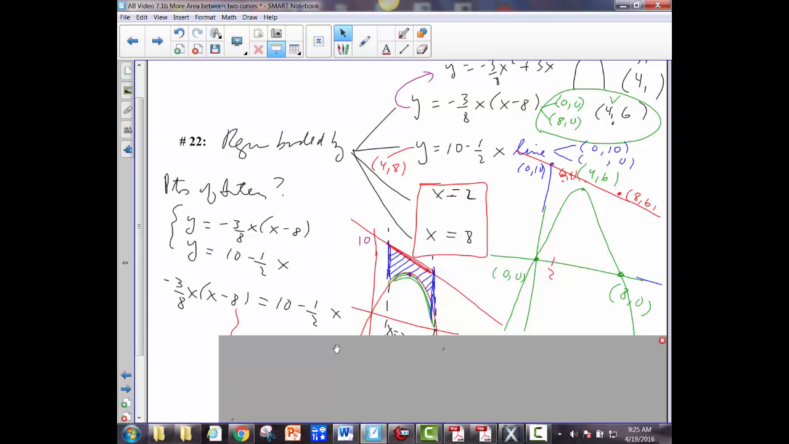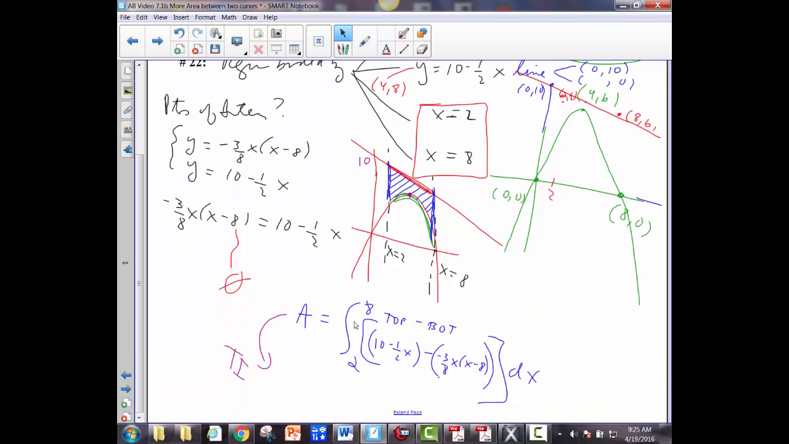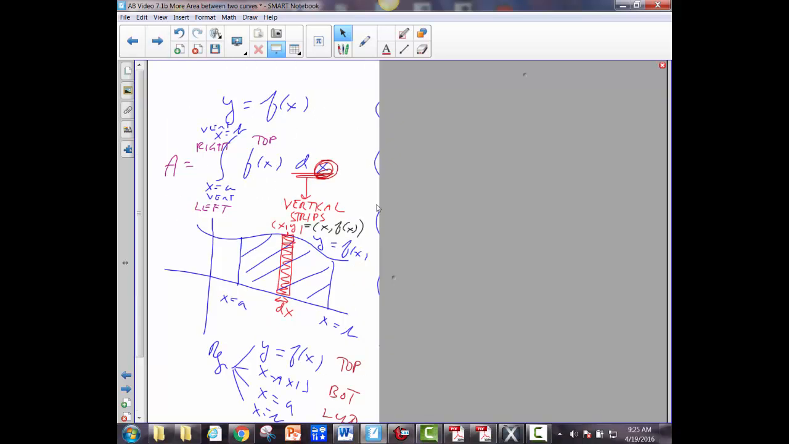By the way, if you did try and find their points of intersection, you would find out there are none, as you can see. But we do have a shaded region because it's bordered on the top by the red line, on the bottom by the green curve, on the left by the vertical line x equals 2, and on the right by the vertical line x equals 8. And of course, it's pretty obvious that the top curve is the red line, the bottom curve is the green parabola. And so it's the integral from 2 to 8 of top minus bottom. There's the line minus the parabola, and then I would use your TI.